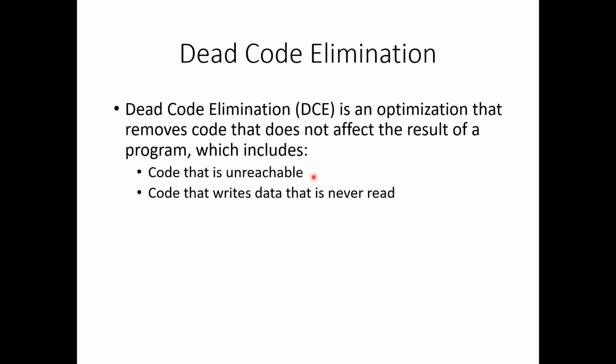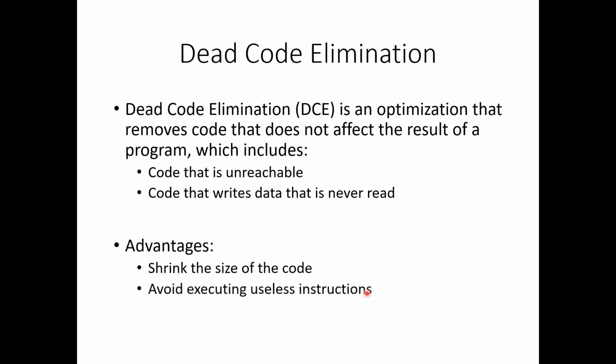Space, right? Size of the code. Right, we reduce space. We make the size of the code smaller, right? And even though we may not be too concerned about the size of the binary nowadays because we have a lot of space, a lot of memory, the size of the code is also important because the code is fetched from memory, it sits in the instruction cache. So if I have smaller code, that means I'm more likely to find my code in the instruction cache. So the advantages are we shrink the size of the code and we avoid executing useless instructions. All right, clear?